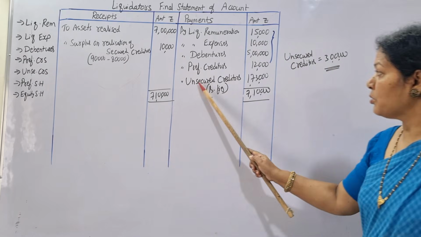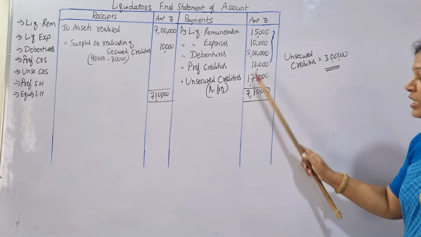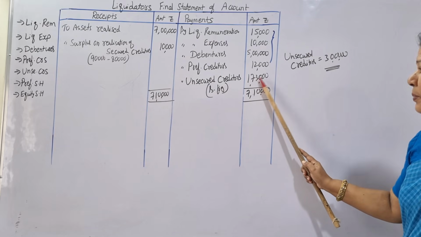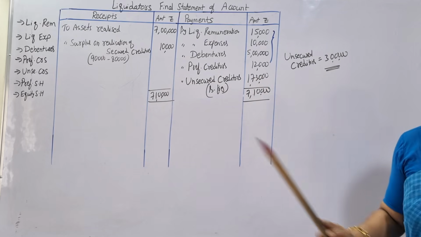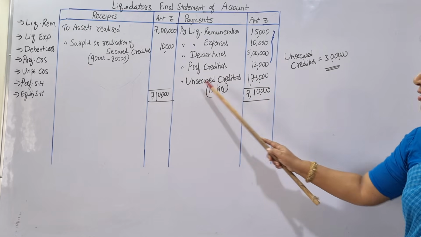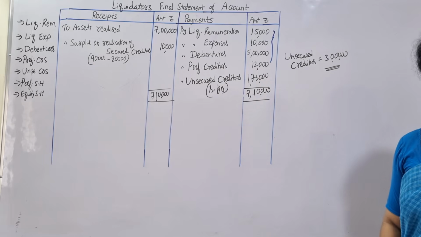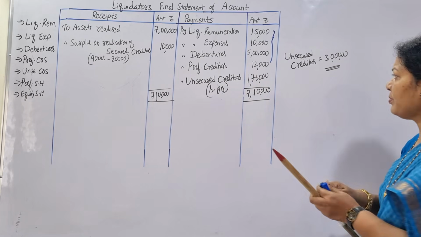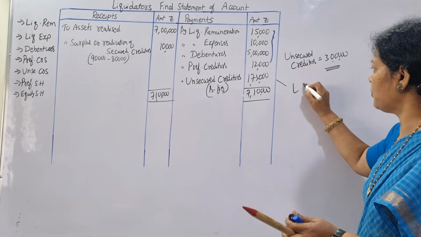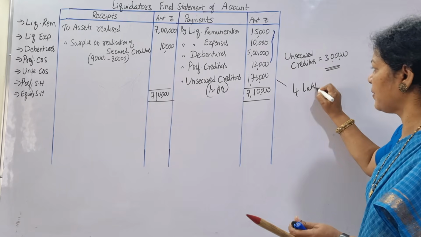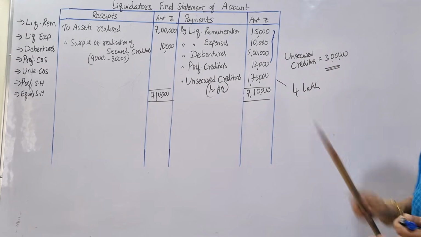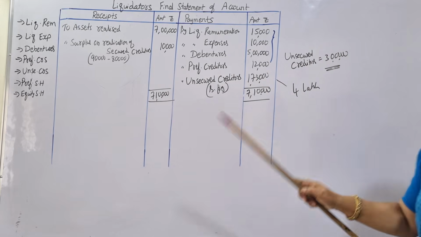After preferential creditors, to whom do you have to pay? Unsecured creditors. Whatever the balancing figure is, that you make as payment to unsecured creditors. Suppose the balancing figure is 4 lakh, then to unsecured creditors you can pay 3 lakh. Are you getting it? If it is 4 lakh, then we pay 3 lakh. And what else is left?